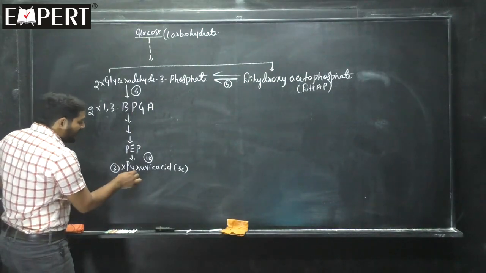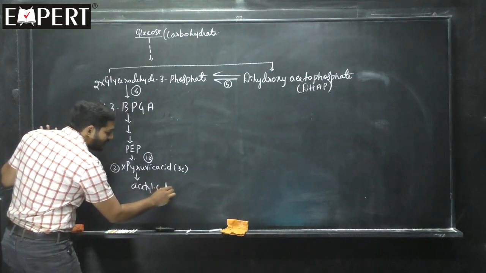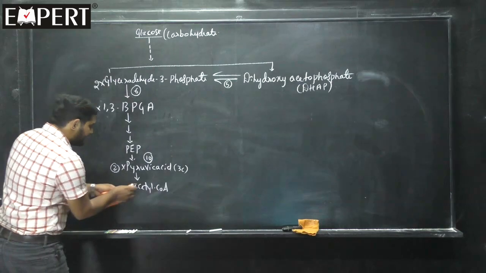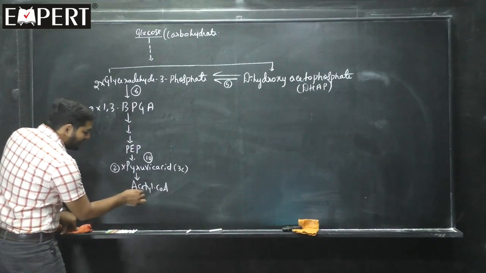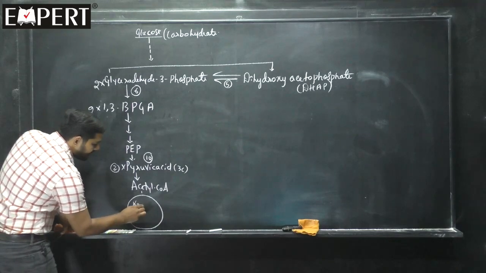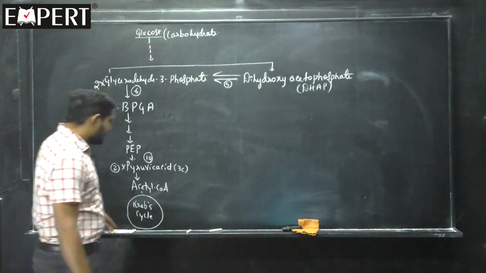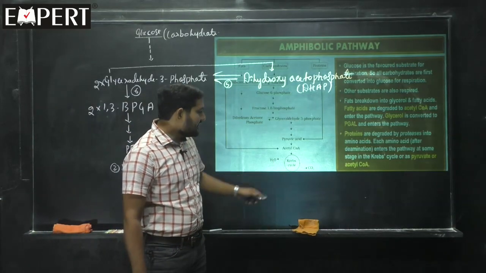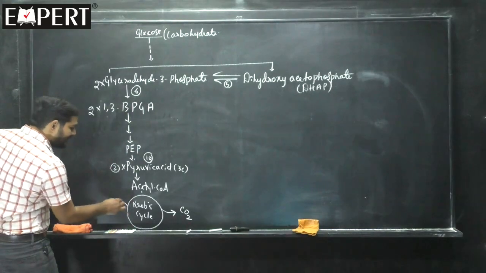Now, later the pyruvic acid will become which chemical? Tell me. Acetyl CoA, acetyl coenzyme A. And the acetyl coenzyme A will enter the Krebs cycle. In the Krebs cycle, what happens? Tell me, students. The Krebs cycle, which you have already seen, will have decarboxylation and dehydration also. So decarboxylation is occurring, giving CO2 plus H2O.